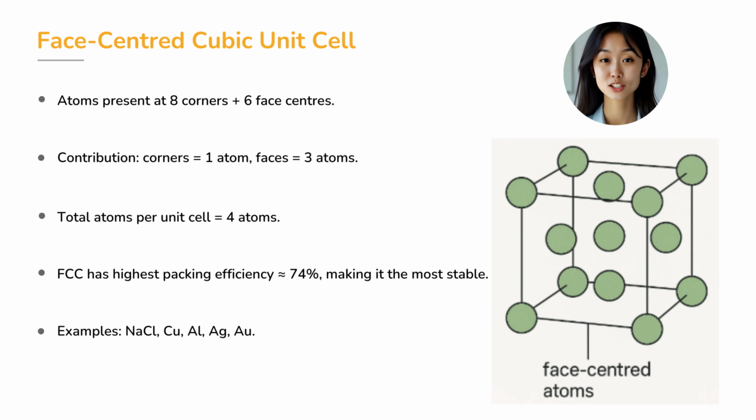The packing efficiency rises to an impressive 74%, the highest among cubic systems. That's why many stable structures such as sodium chloride, copper, aluminum, silver, and gold follow this pattern. If you picture oranges stacked neatly in a supermarket pyramid, you're essentially visualizing the FCC arrangement.